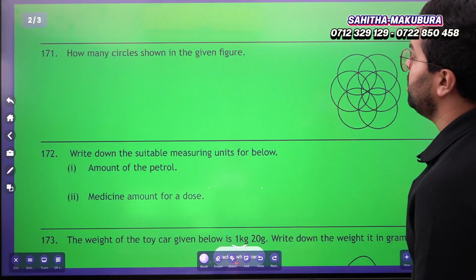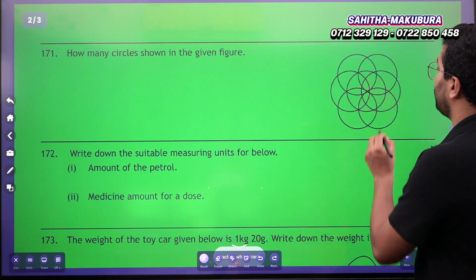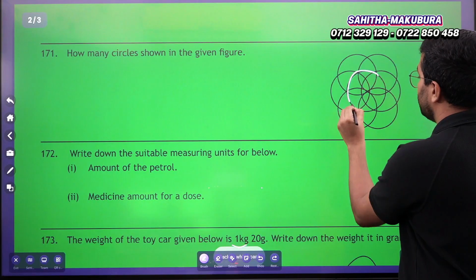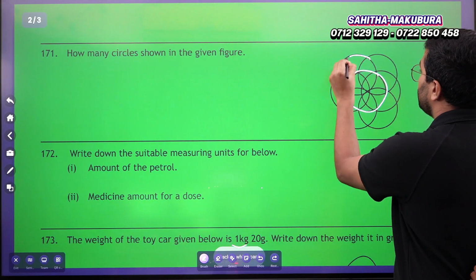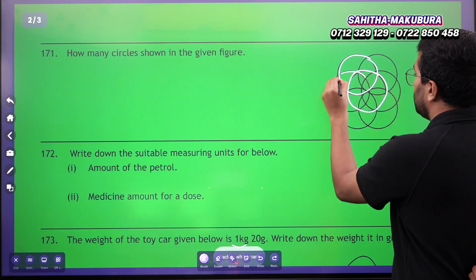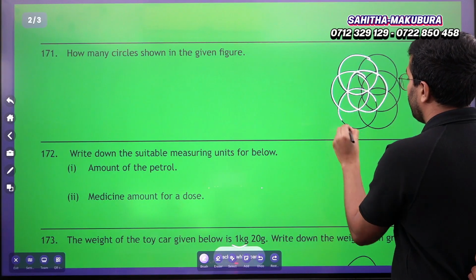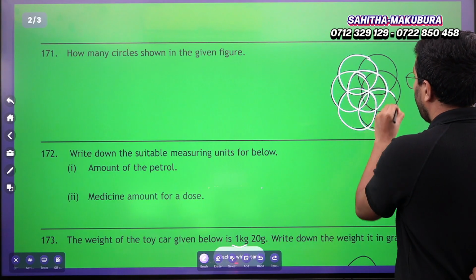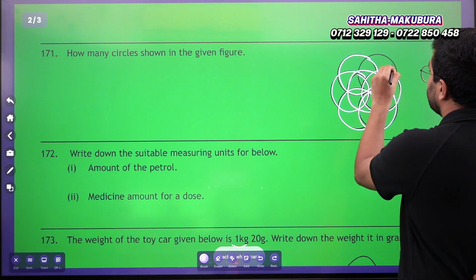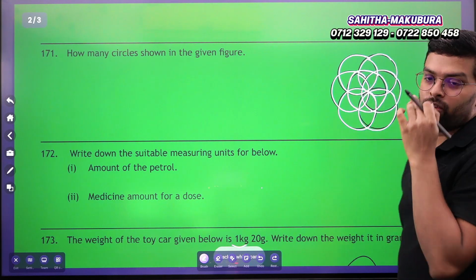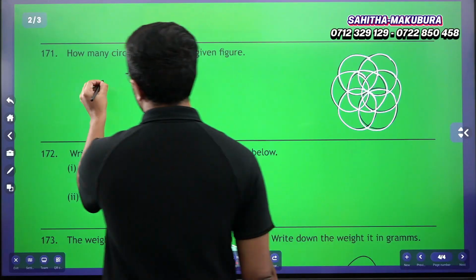How many circles are shown in the given figure? Right. This is one circle. 1, 2, 3, 4, 5, 6, 7. You just have to count the number of circles, which is 7.